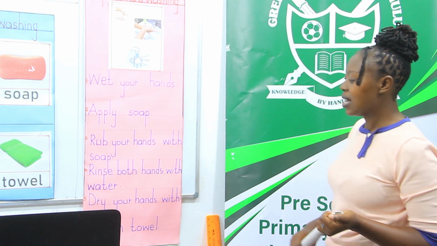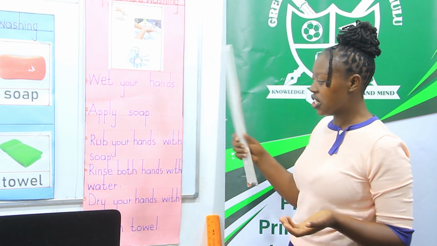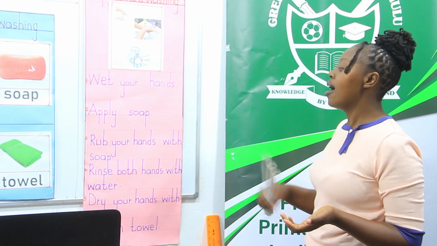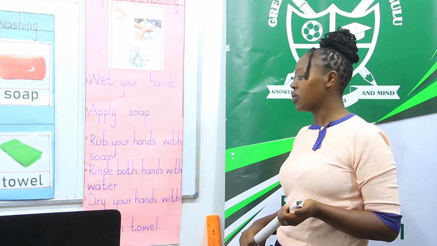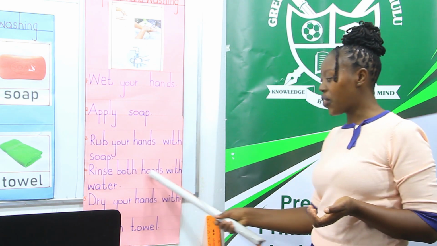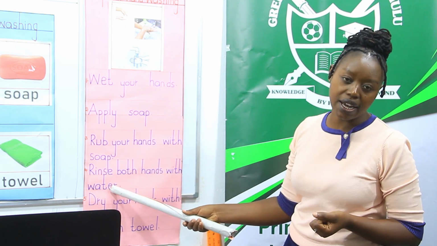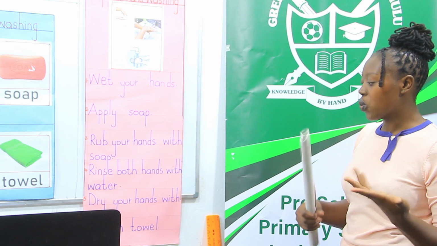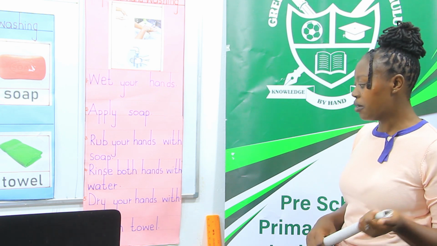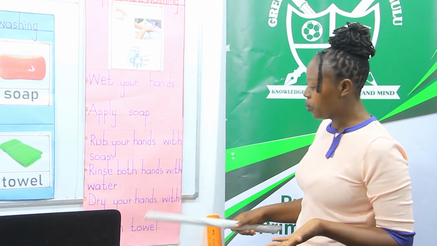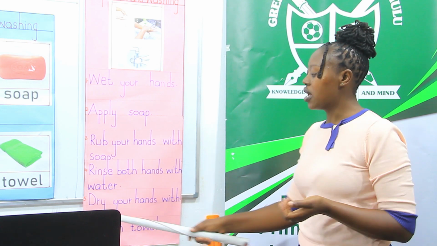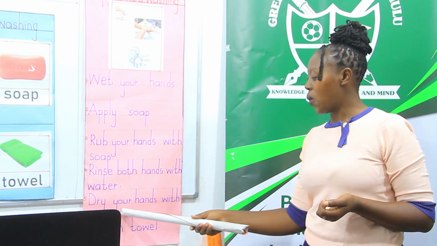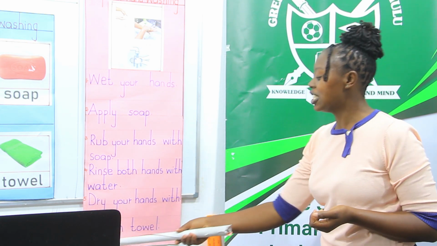After doing that, wetting your hands, applying soap, rubbing your hands with a soap, you rinse both hands with water, clean water. Remember, running water or water from a jug. It has to be running water. When you are through, it's very important to also keep your hands dry. Dry your hands with a clean towel.